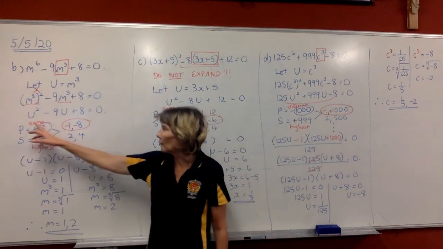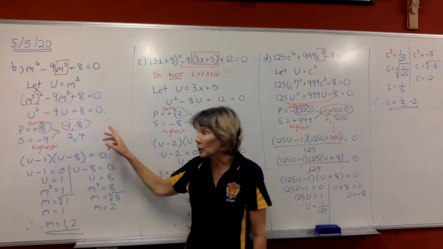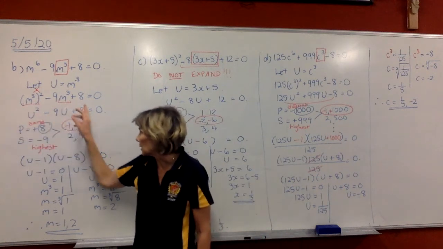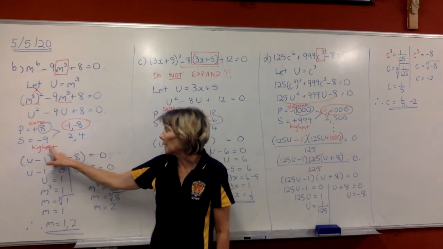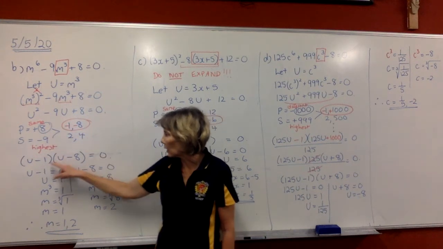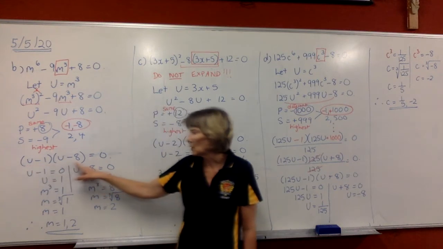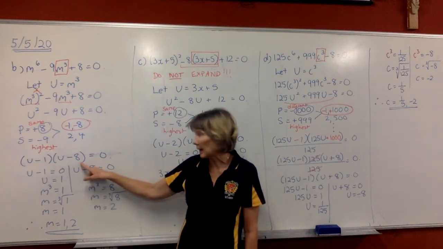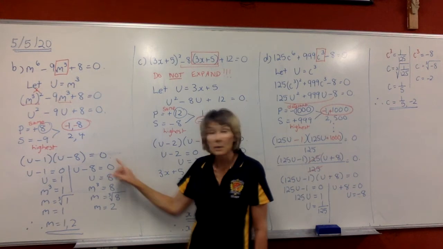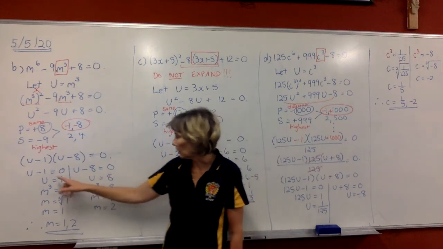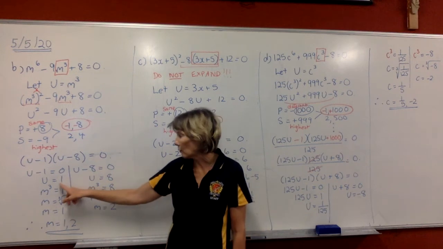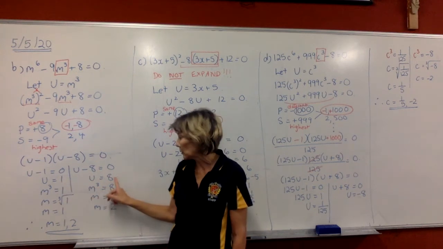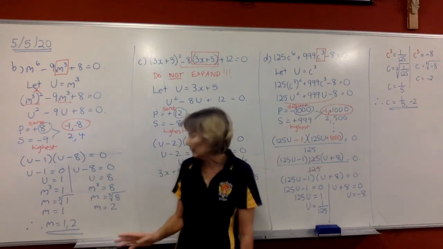So we're now going to factorise this expression on the left-hand side. So the product is positive 8, the sum is minus 9. Go through and factorise like you normally do, and you'll get u minus 1 and u minus 8 equals 0. So take each bracket and make it equal to 0. U minus 1 equals 0 and u minus 8 equals 0. Solve them. So we've got u equals 1 and u equals 8, but don't stop there.